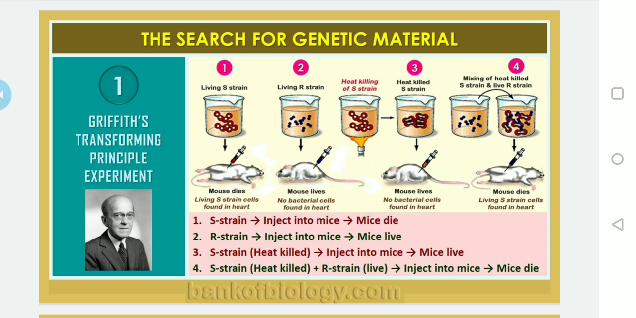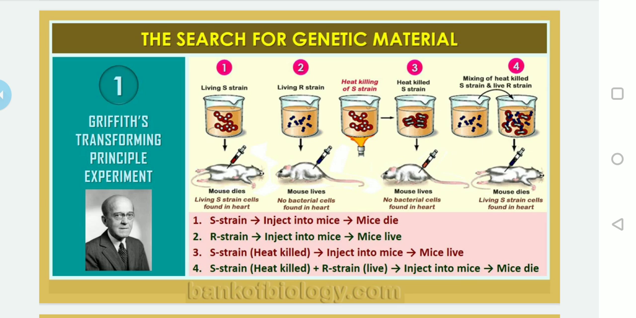Okay, the R strain is non-virulent and does not cause pneumonia in mice when it is injected. So the R strain is non-virulent and does not cause pneumonia in mice. So these are the first two observations he made and noted.